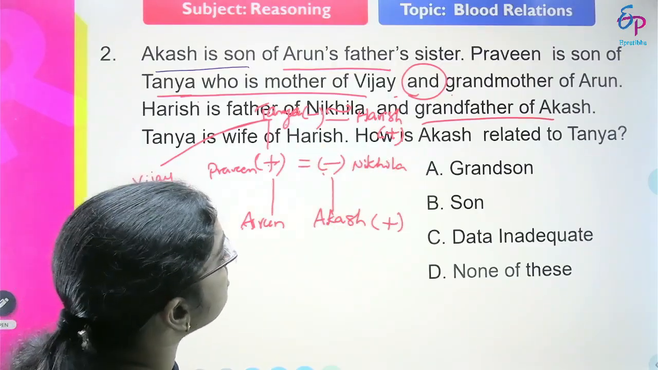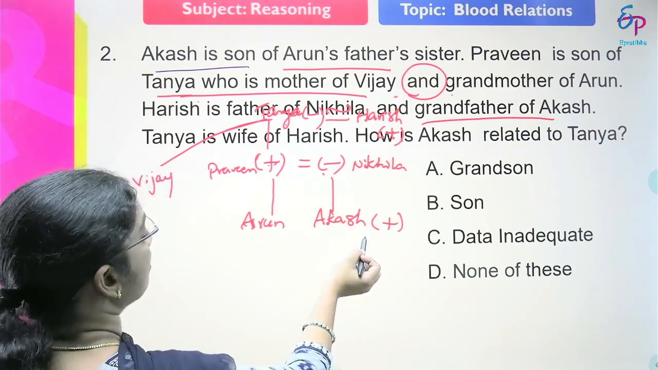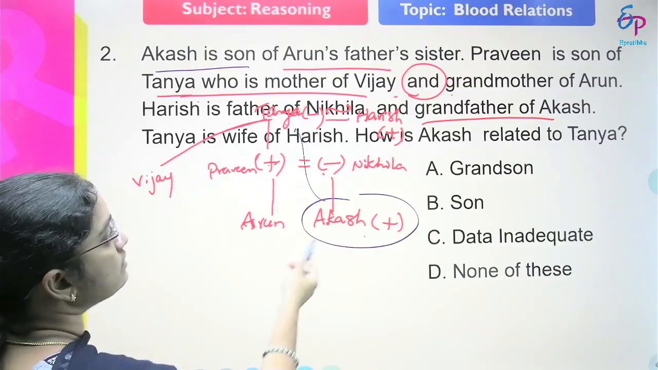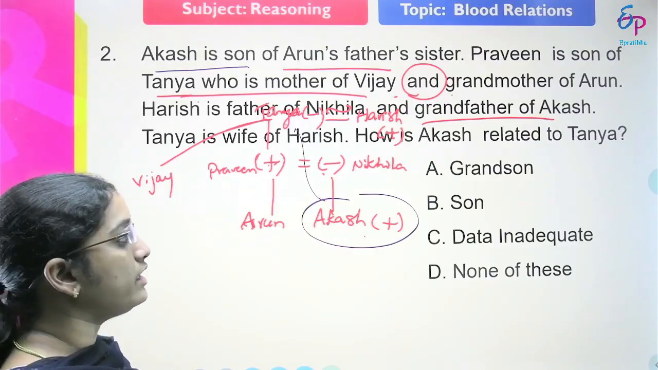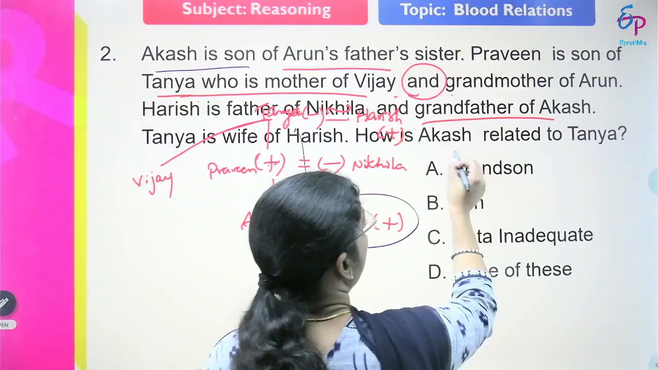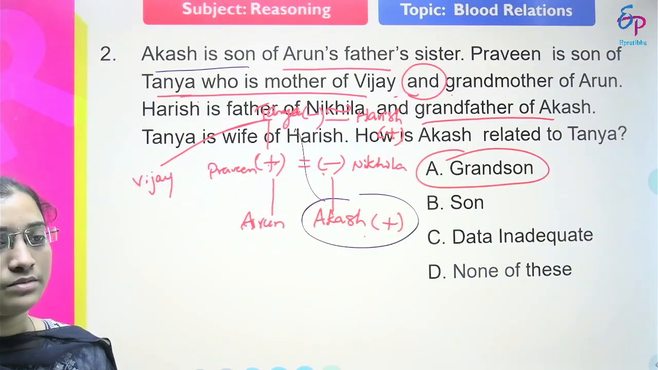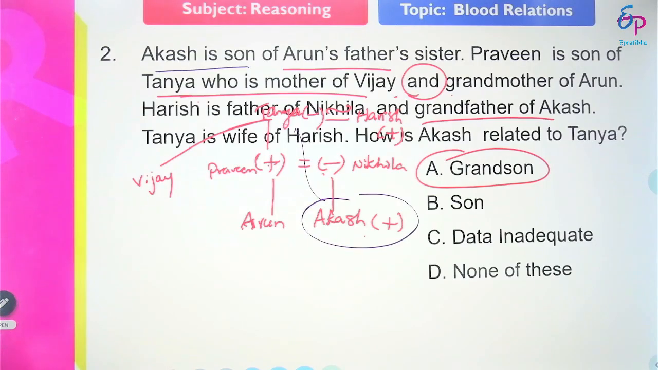Then how is Akash related to Tanya? Akash is the grandson of Tanya, right? Yes, we have that answer in our options: grandson. So our answer is grandson, friends. So how is Akash related to Tanya? Akash is the grandson of Tanya. Okay, yes. Then we need to go to the next question.